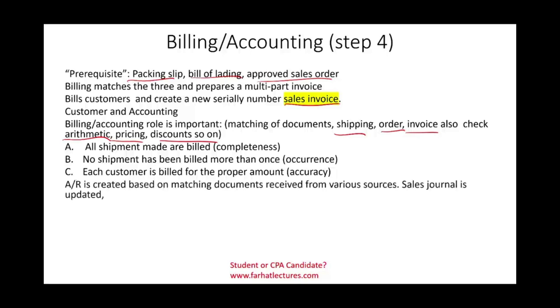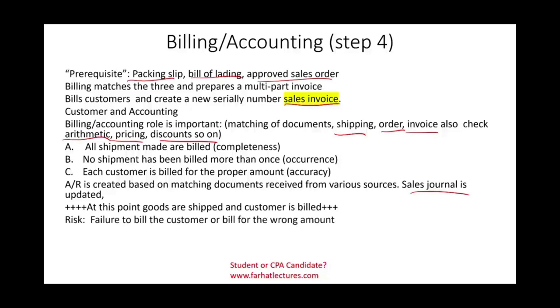So an account receivable is created based on the matching documents received from the various sources, and the sales journal is updated at this point. The goods are shipped and the customer is billed. Now we can tell the customer to pay us. What are the risks here? One of the risks I already mentioned: failure to bill the customer. We shipped it, but somehow the paperwork is lost. And let me tell you, the customer is not going to call you for that.